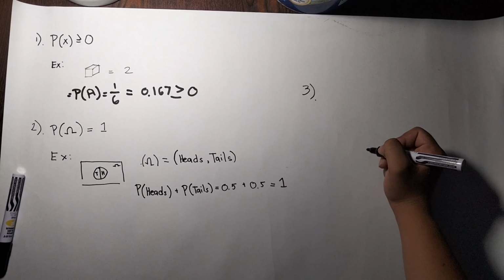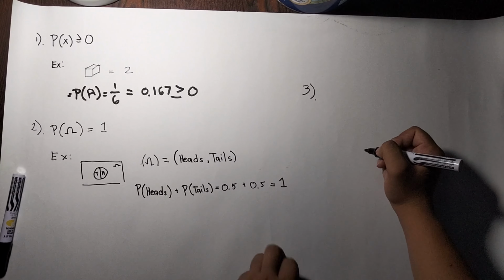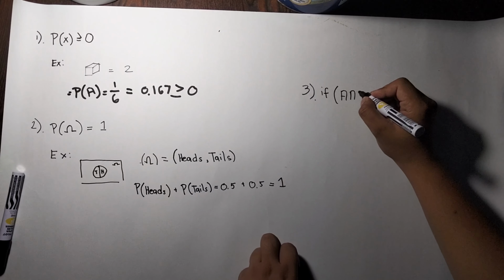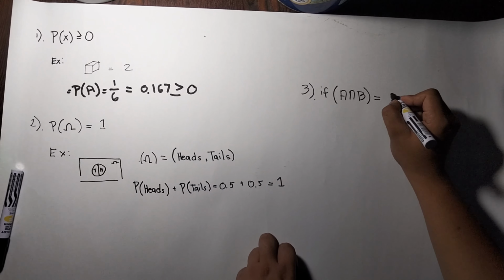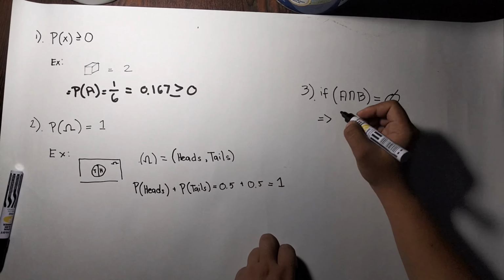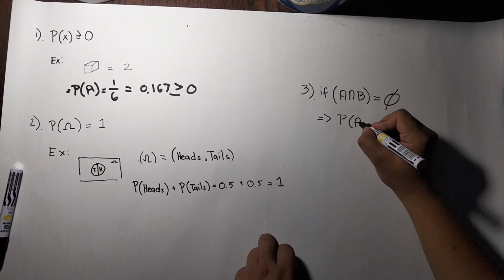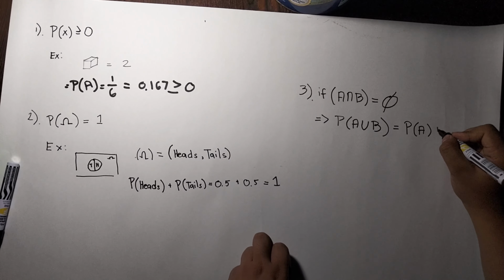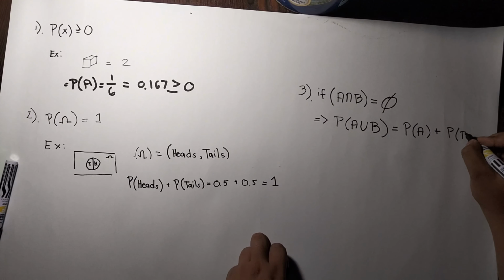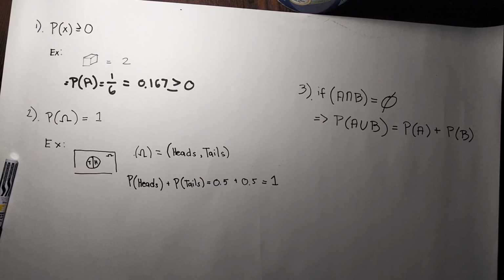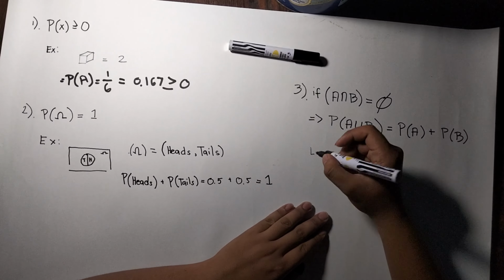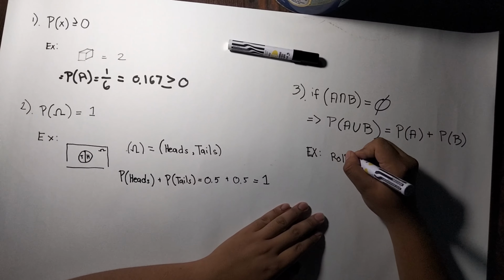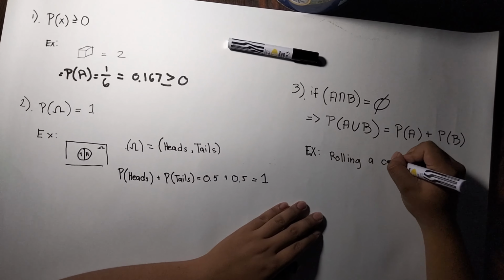If A intersection B is an empty set, then the probability of A union B is equal to the probability of A plus the probability of B. This means if A and B are mutually exclusive, or have no overlap, the probability of either happening is the sum of their individual probabilities. No overlap means we aren't double counting anything.